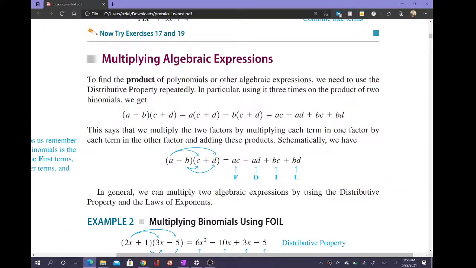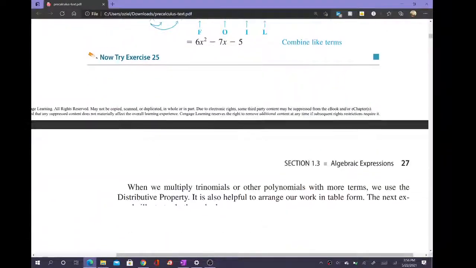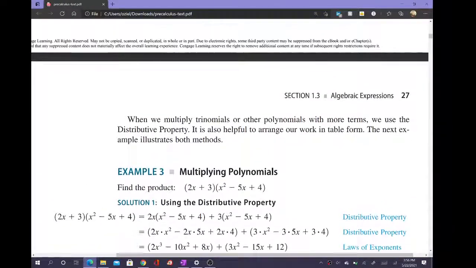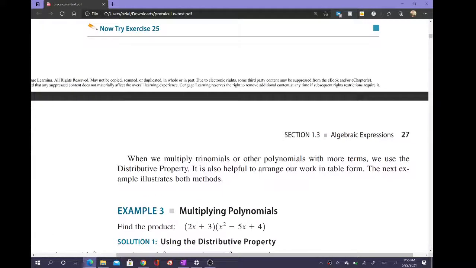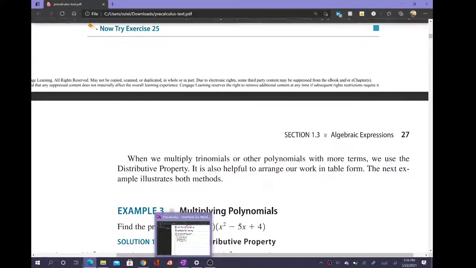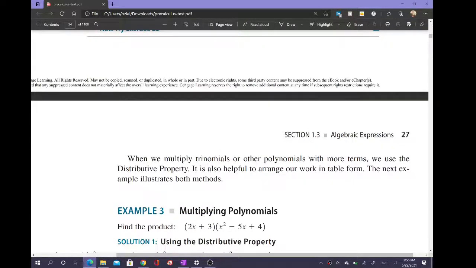Okay, so now multiplying algebraic expressions, right? Let's look at example 3. So multiplying polynomials. It says when we multiply trinomials or other polynomials with more terms, we use the distributive property. It is also helpful to arrange our work in table form. The next example illustrates both methods.